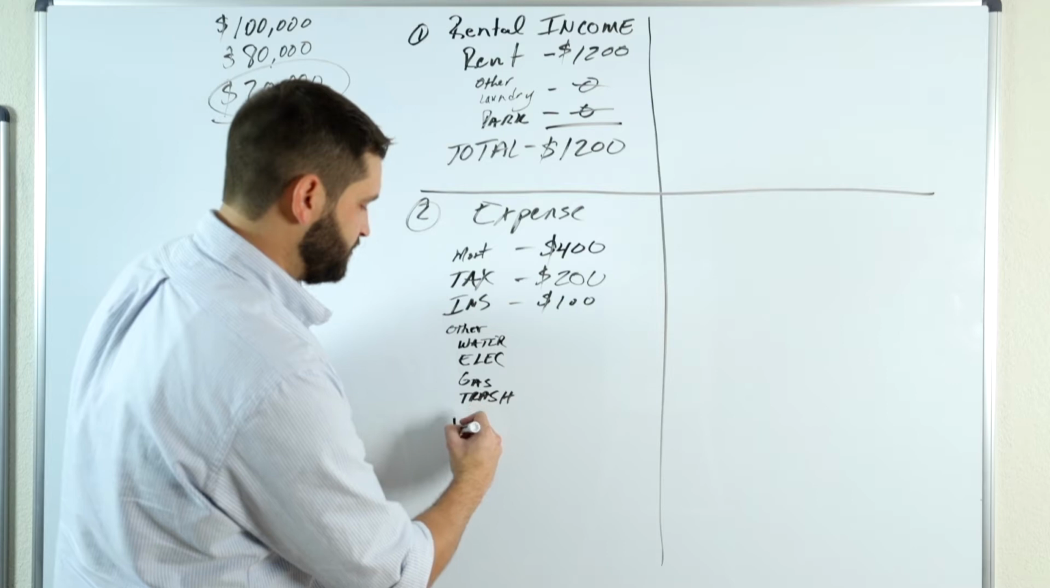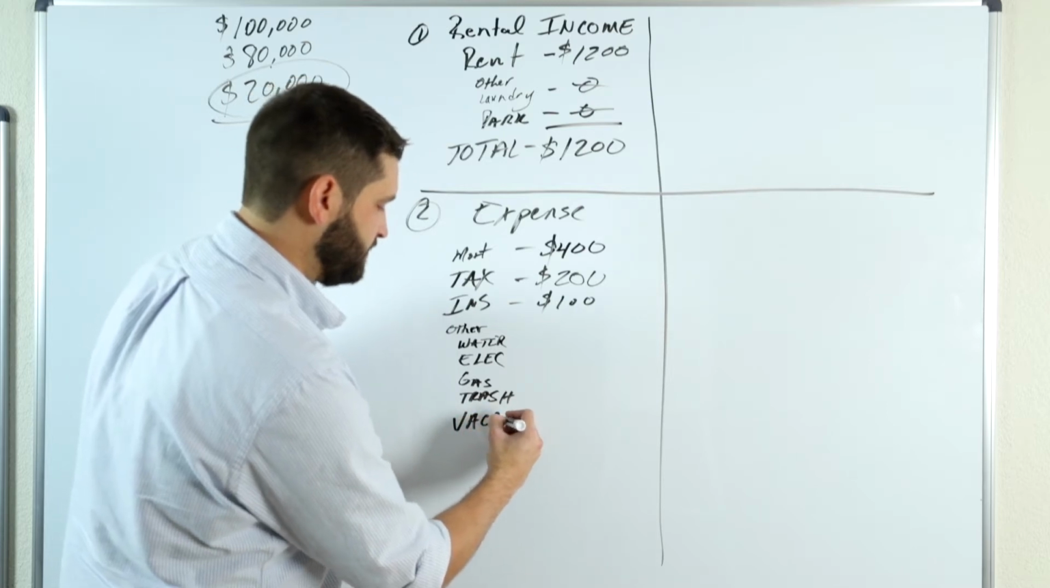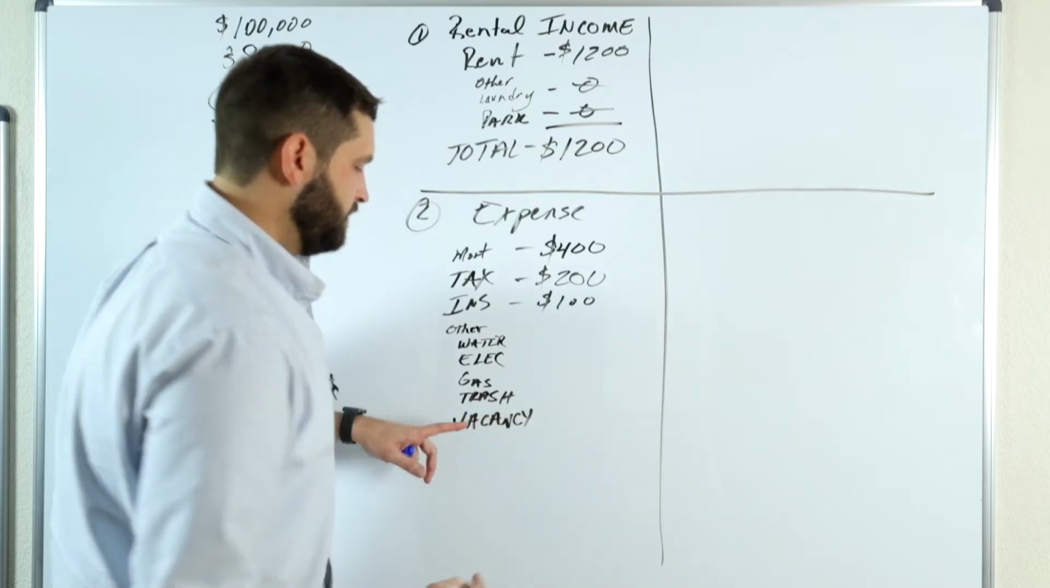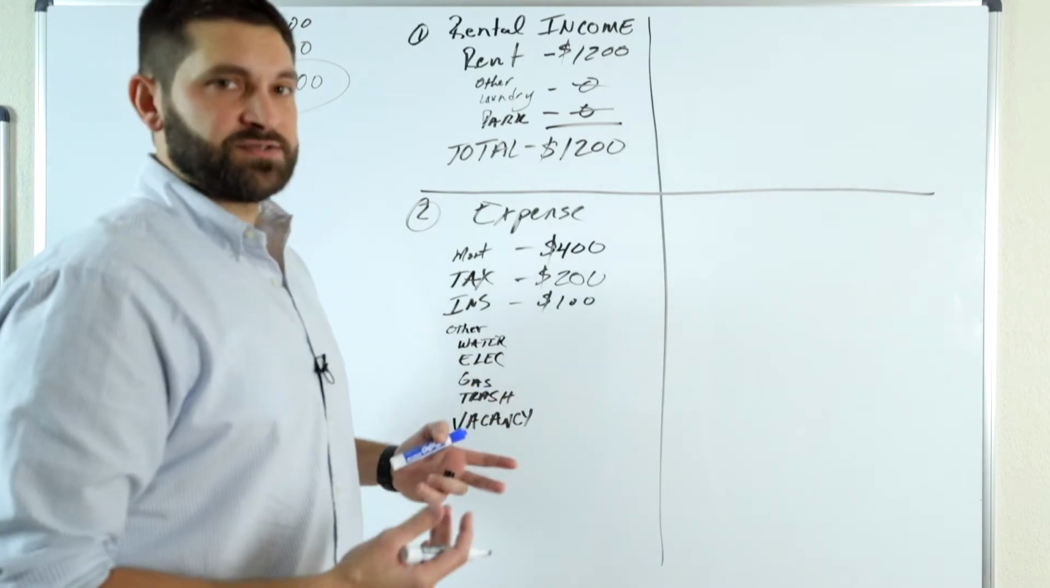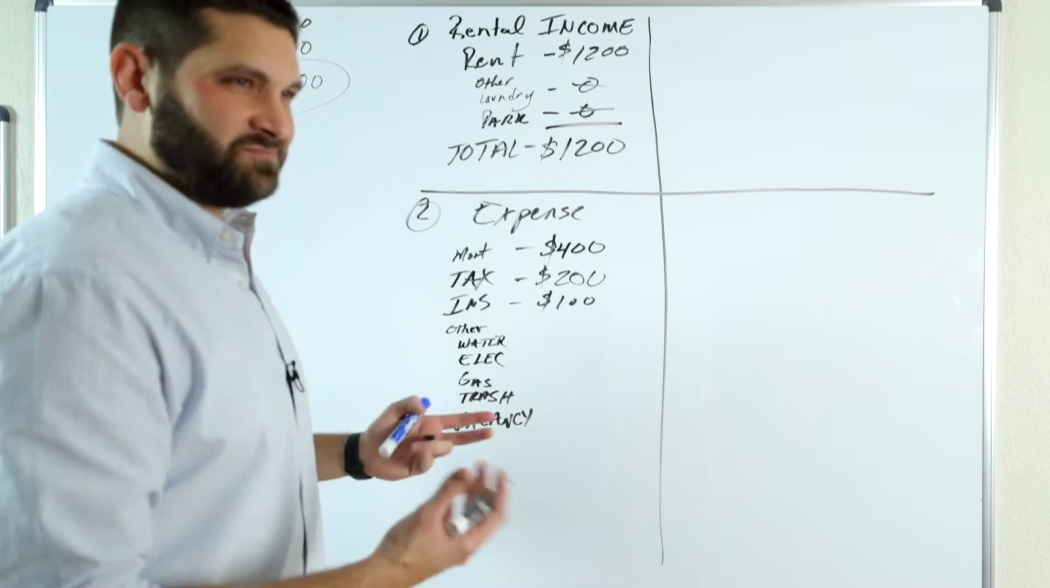Now you have to make sure you also include your vacancy. Vacancy is something that in my area is a little less than 5%. Sometimes it does average 5%.